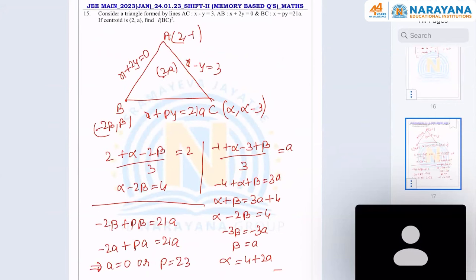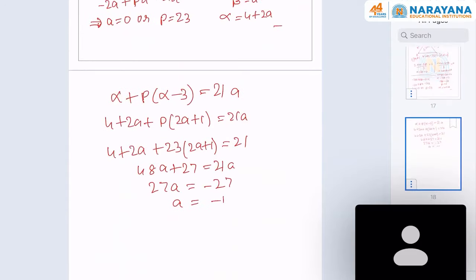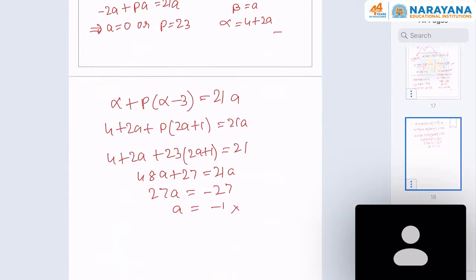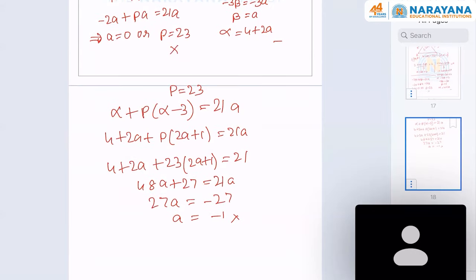But a cannot be equal to minus 1. Here the centroid is 2 comma a, and A and G can't coincide. So here a can't be equal to minus 1. So p can't be equal to 23, because when we are taking p is equal to 23, we are getting this value a is equal to minus 1. So we won't get the value of p as 23. So a must be equal to 0.